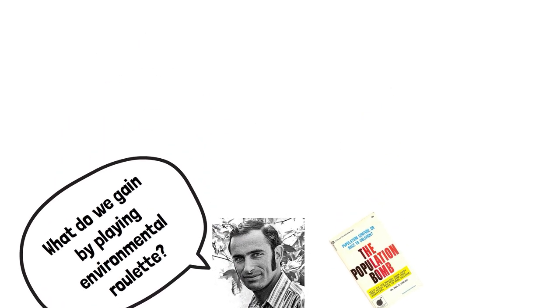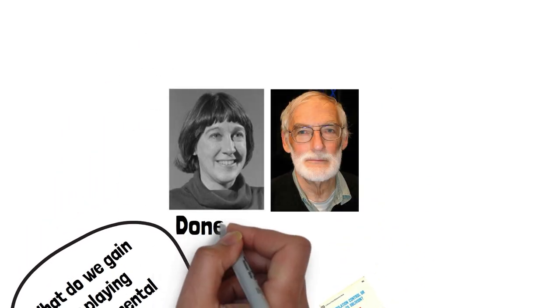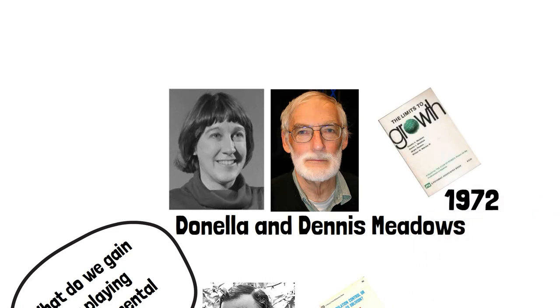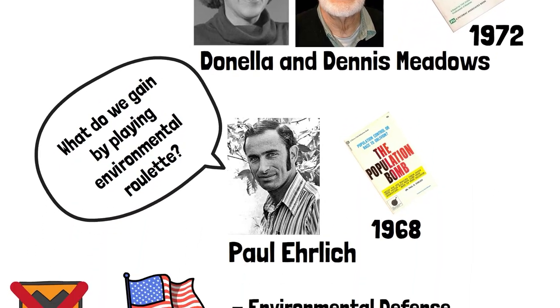In 1972, Donella and Dennis Meadows and the Club of Rome published another serious warning, The Limits to Growth. The authors noted that resources were depleting due to population growth and concluded, "If the present growth trends in world population, industrialization, pollution, food production, and resource depletion continue unchanged, the limit to growth on this planet will be reached sometime within the next 100 years."